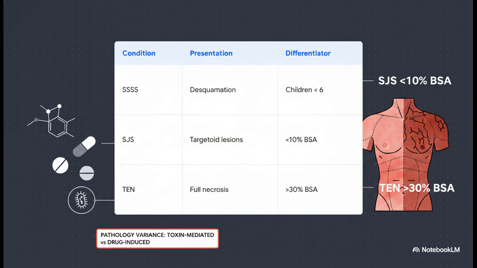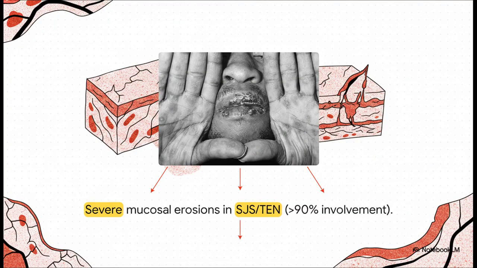SJS involves less than 10% BSA. TEN is the catastrophic extreme, jumping to greater than 30% widespread full-thickness necrosis. And notice how both differ entirely from staphylococcal scalded skin syndrome, or SSSS, which is toxin-mediated and very superficial. You absolutely must recognize this specific presentation the second you see it. Check out the intense mucosal involvement here. Mucous membranes, the eyes, mouth, genitals, they become severely eroded and hemorrhagic in over 90% of SJS and TEN cases. It's a massive hallmark feature.